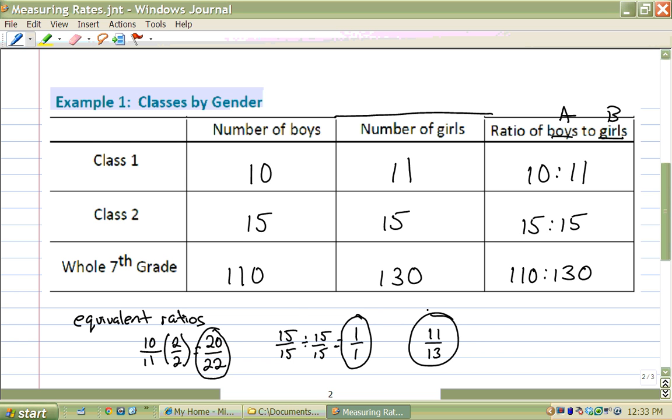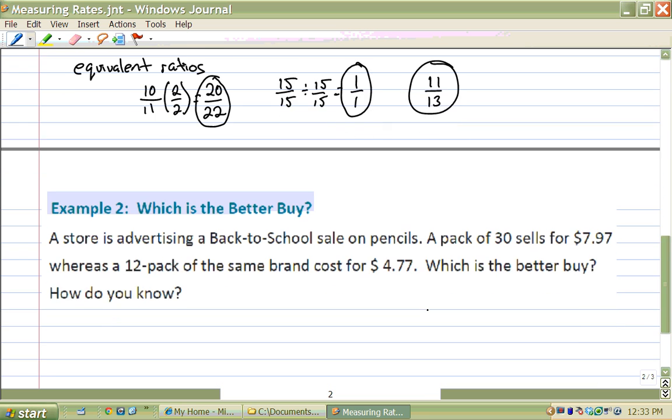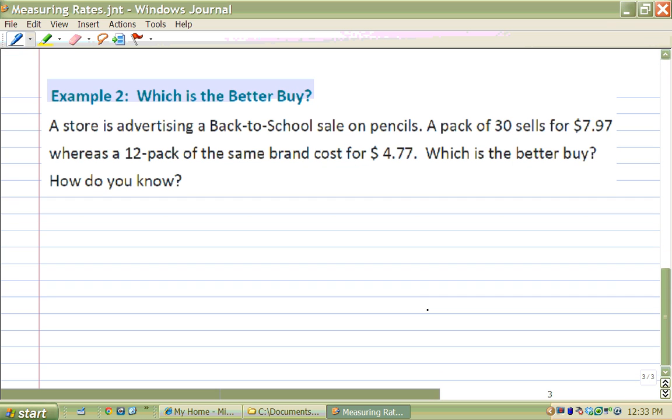I have one more sample for you today. Which one is the better buy? This is a very, very common use. Again with the bell, do not leave. A very common use of unit rate or unit ratios. You go into a store and there's a back to school sale and you have 30 pencils that you could buy for $7.97 or 12 pencils that you could buy for $4.77. You want to know what the better deal is.